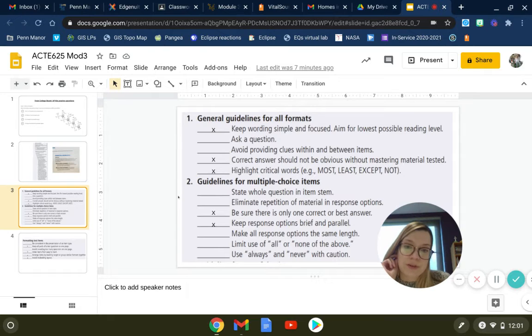It's also a multiple choice question. It's pretty difficult to say that there is only one correct or best answer. I know that because I have the answer key, and that's the only reason that I do. And the response options should be brief and parallel. The options are brief and parallel, but they don't make sense compared to one another.